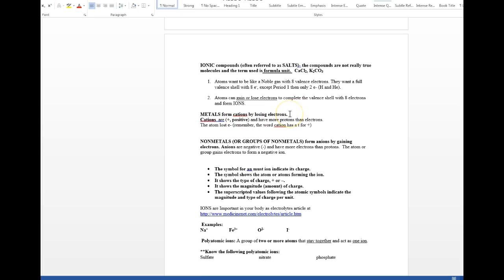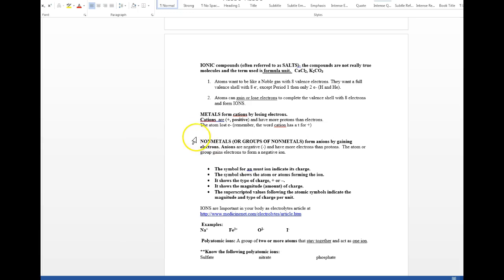Okay, if we generalize, metals are usually going to form cations by losing electrons. Okay, so they're on the left side of the chart. Cations are positive and have more protons than electrons. And the atom lost e minus. Remember, the word cation has a t for plus. So it looks like a t, I guess.